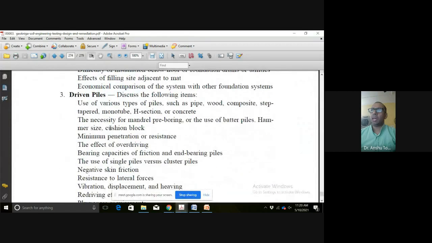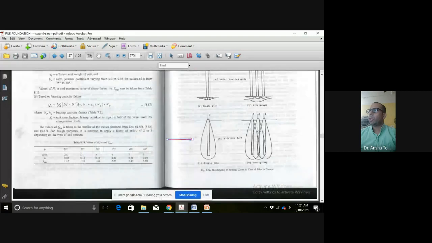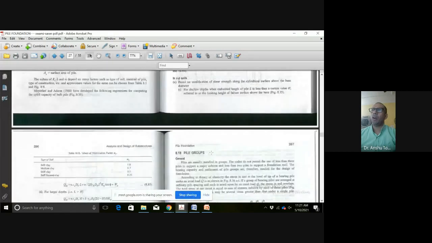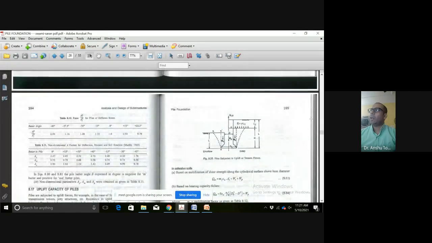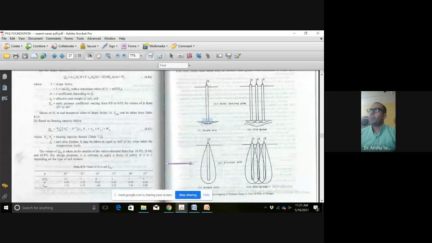Driven piles: this was, you can see, negative skin friction. So when we evaluate the pile capacity, it is based on skin friction as well as tip bearing capacity.